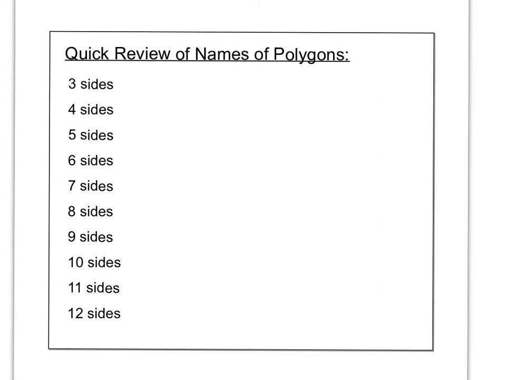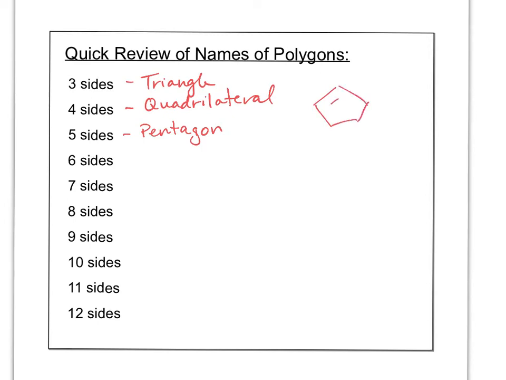All right, so filling these in, we have 3 sides is a triangle. 4 sides is a quadrilateral. A lot of people forget and write square or rectangle or something like that, but quadrilateral is the big name for the whole group of 4-sided polygons. A 5-sided polygon is a pentagon. Maybe some of you have visited the Pentagon in Washington, D.C. It actually has 5 sides. And inside of it, there's a courtyard that is also the shape of a pentagon.